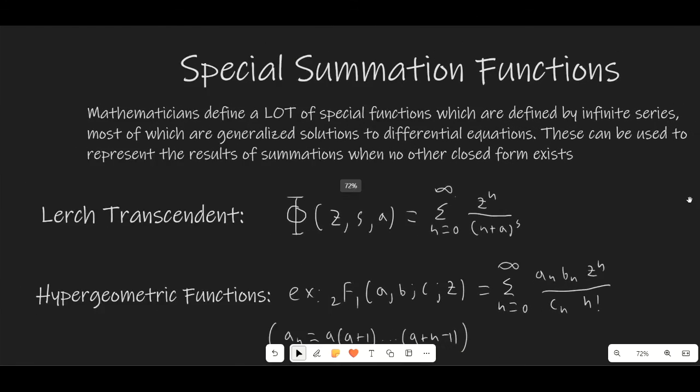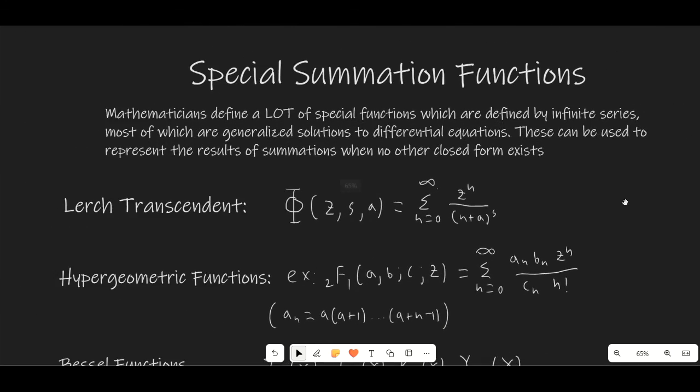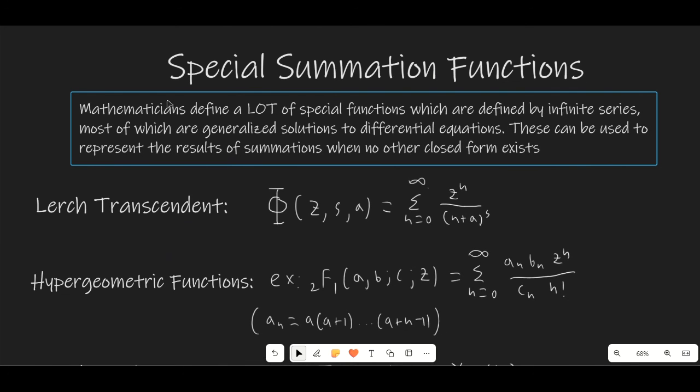So this is not something that I think is super important to learn, but basically mathematicians end up defining a lot of special functions which are defined by infinite series. And most of the time, this is a generalized solution to a differential equation. So these can be used to represent the results of summations when no other closed form exists.